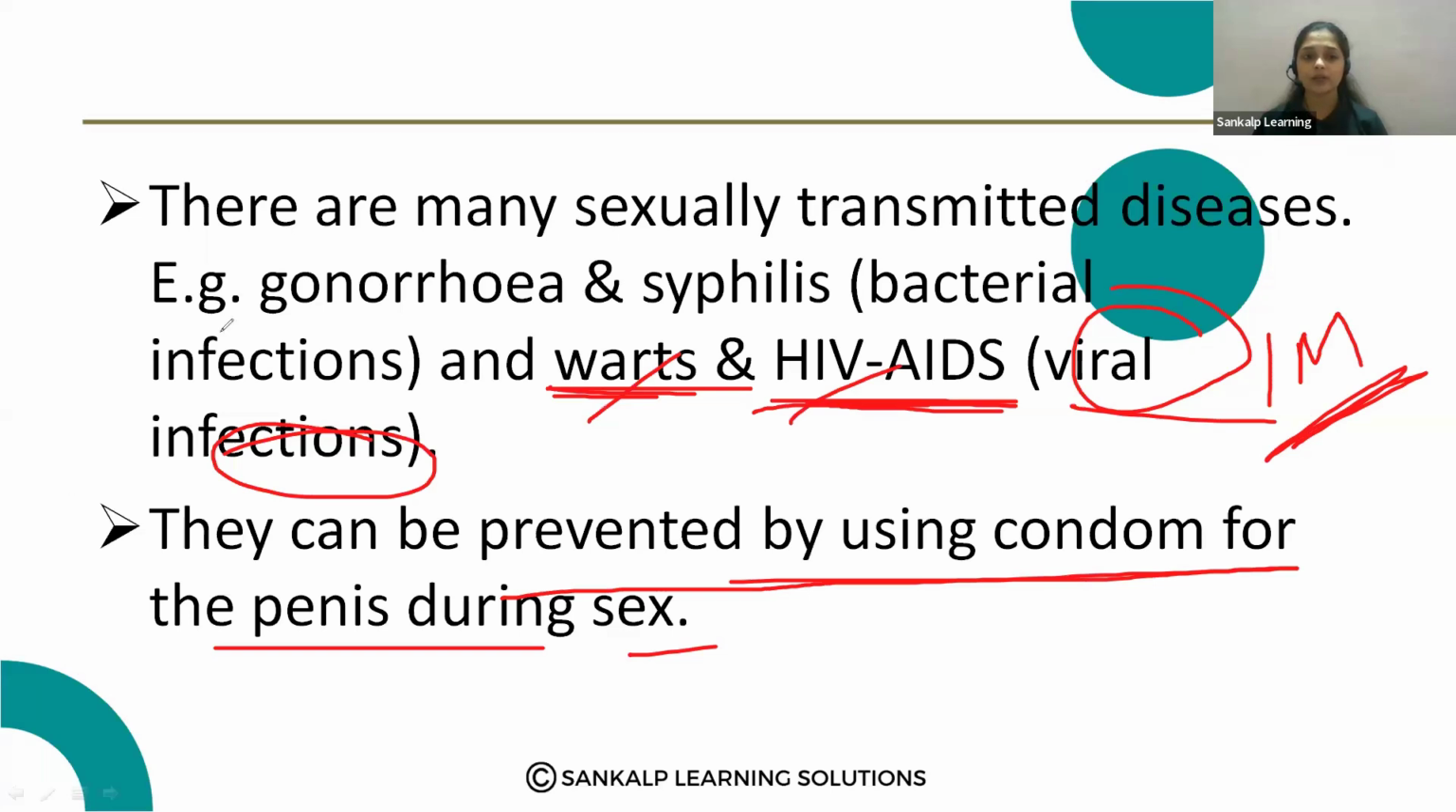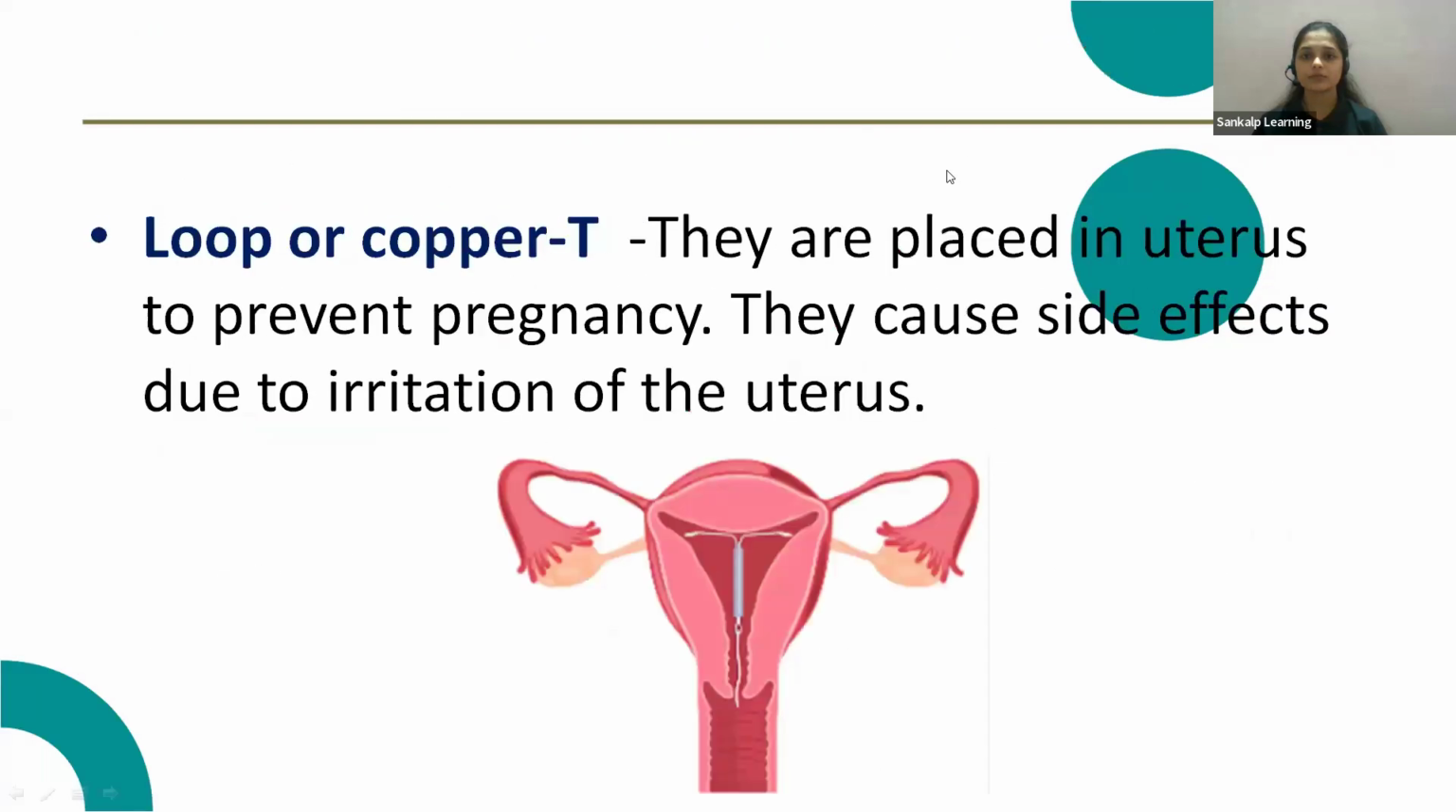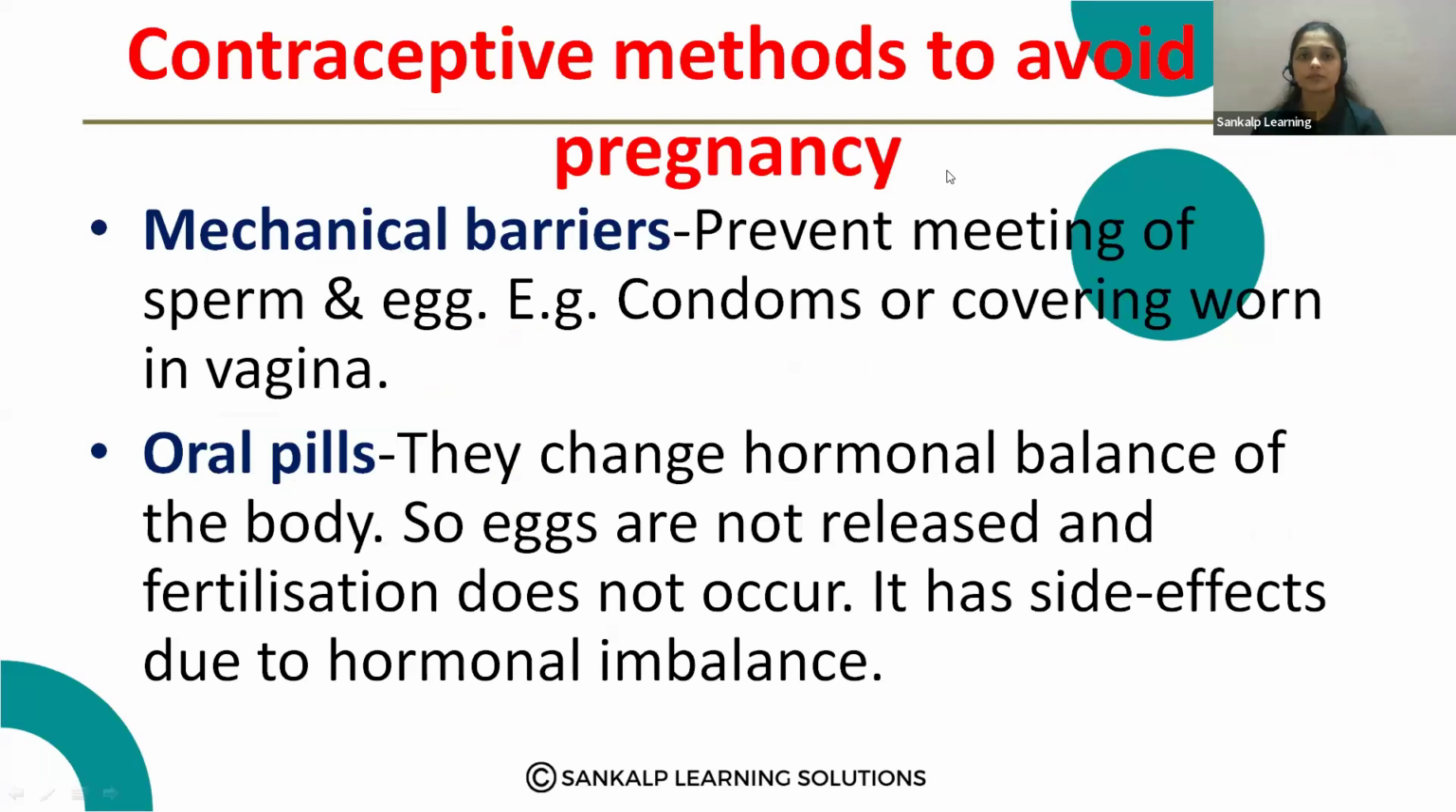Very important topic. Okay, so these are very important topics. Then, contraceptive methods to avoid pregnancy. Sometimes couples have to avoid pregnancy because they are not ready to receive the baby, or many times these couples are not ready to have babies, so they should use contraceptive methods to avoid pregnancy, right?